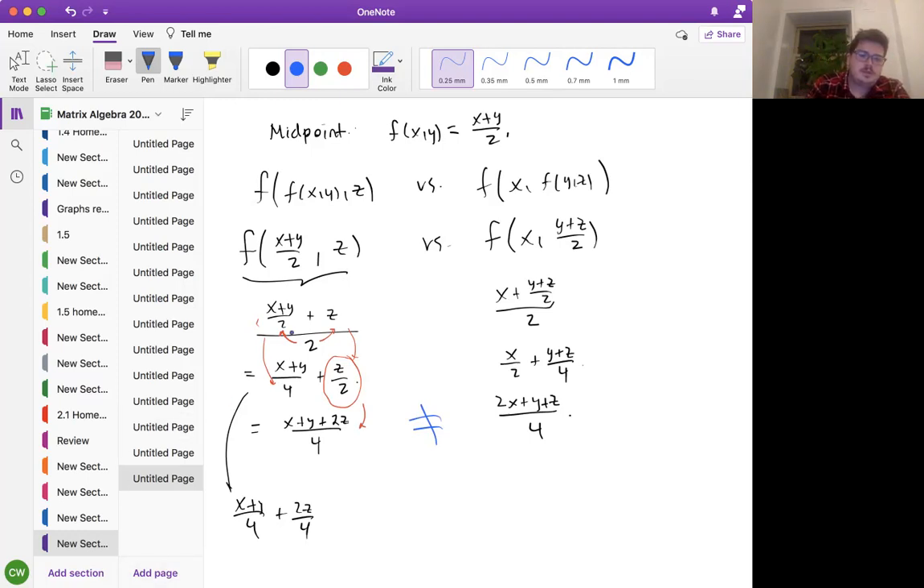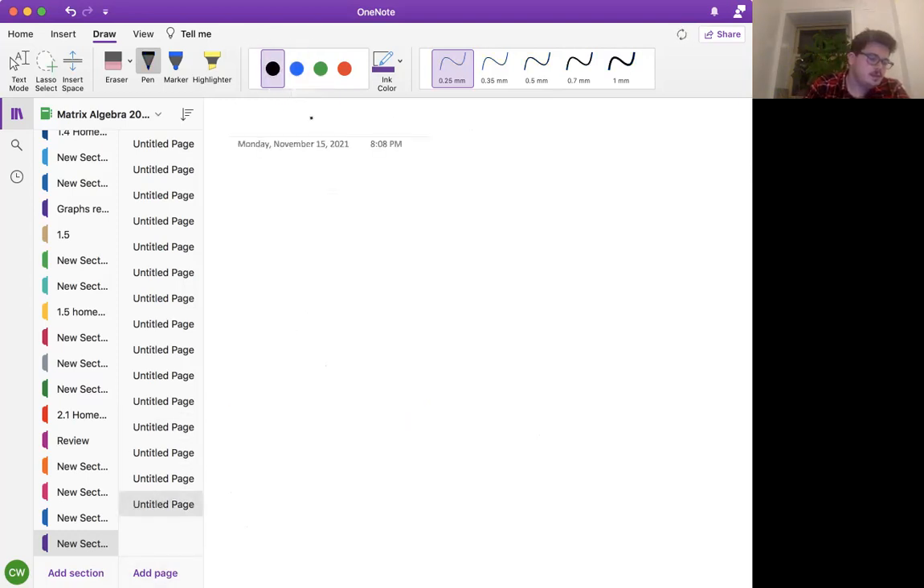Let's do some other things. So let's think about special elements in a binary operator, or under a binary operator.